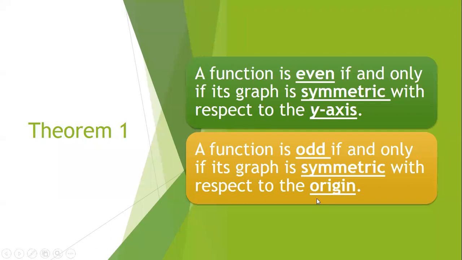Now, theorem 1, it says a function is even if and only if its graph is symmetric with respect to the y-axis. Okay, even. So if you think about even, think about evenly split. Does the y-axis evenly split it? Then we have a function is odd if and only if its graph is symmetric with respect to the origin. And we talked about symmetry yesterday. Origin symmetry means that it has rotational symmetry.